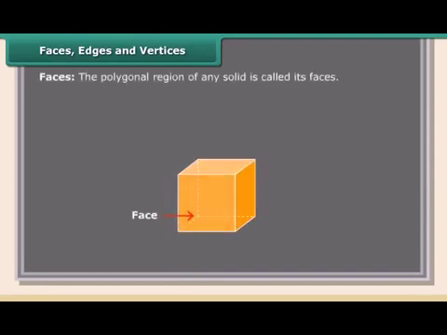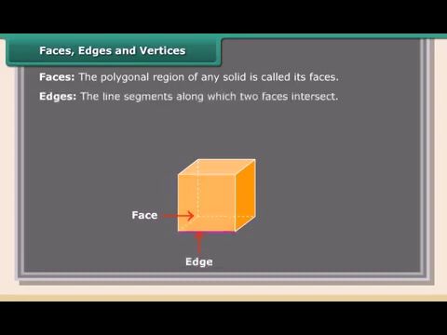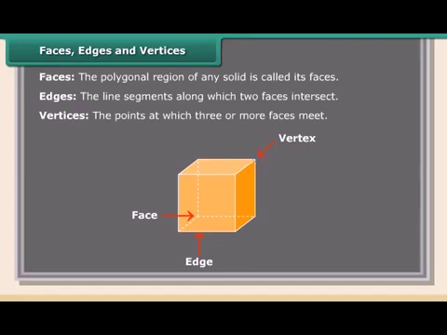Faces, edges, and vertices. Faces: the polygonal region of any solid is called its faces. Edges: the line segments along which two faces intersect. Vertices: the points at which three or more faces meet.